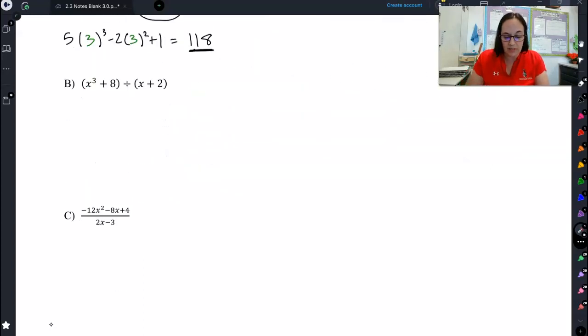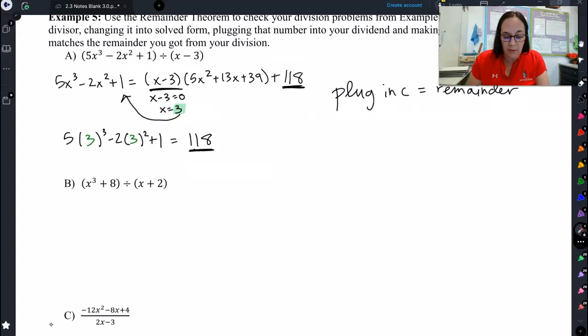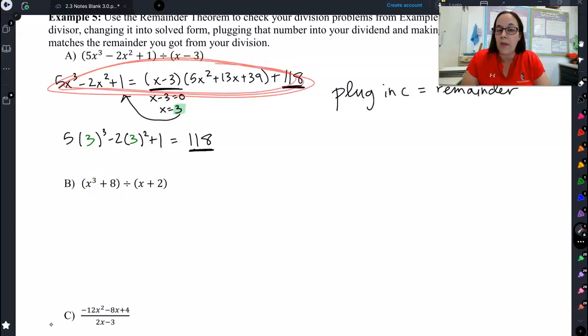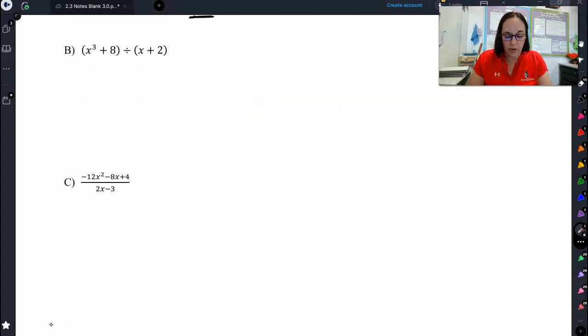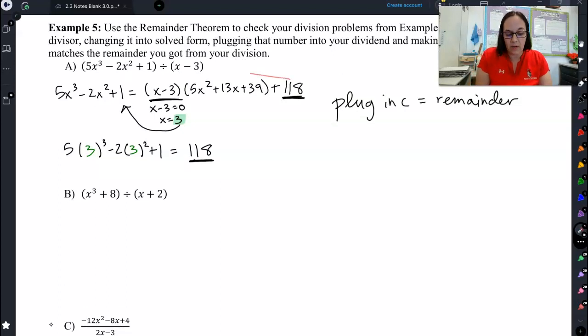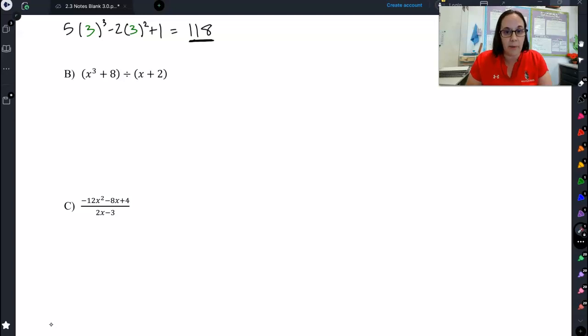So I want you to practice on the next two problems. Notice they're the same from example 1. You're going to write out your multiplication statement that you got in example 1, solve for what C is, plug that C value in, and then double check that the remainders are the same to know that we did our division correctly. So pause the video and try that process out on B and C. Once again, write out your statement from example 1, solve for C, plug C in, and check that your answers are the same. Pause the video and try that out, and then come back and check your work.